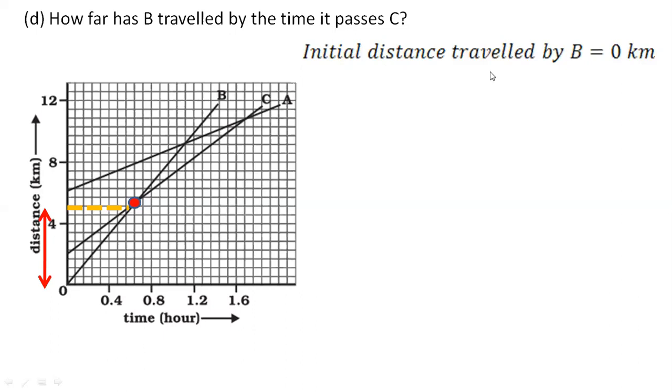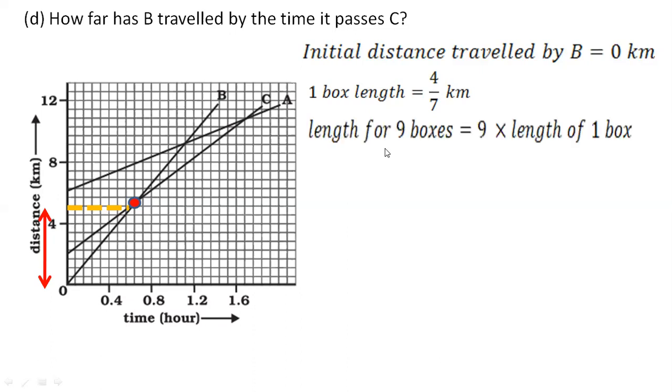So initial distance covered by body B is 0 kilometers, that we know. What about one box length? 4 by 7. From where has this come? Previous question. 4 by 7 kilometers, right? Now how many boxes are there? 10 boxes. So 10 into 4 by 7.